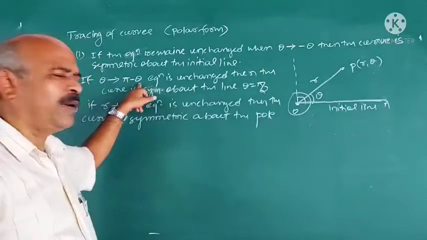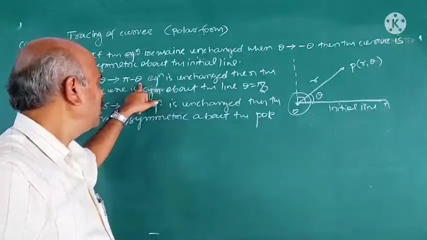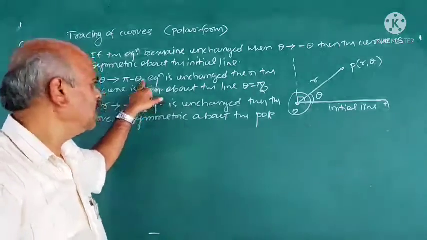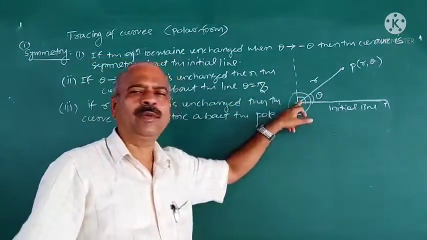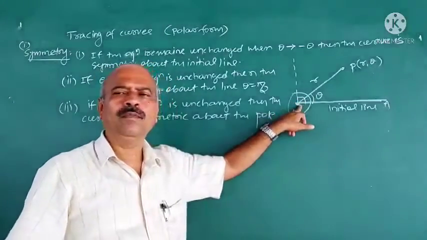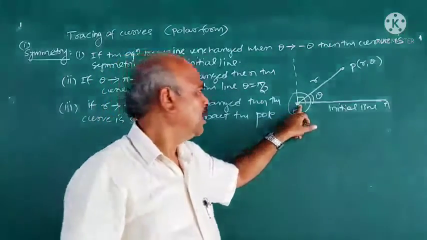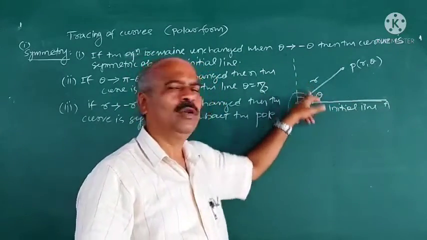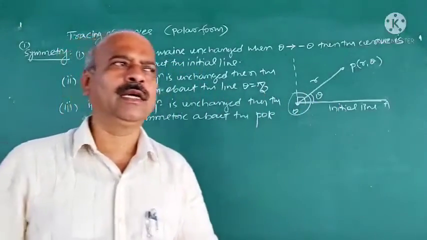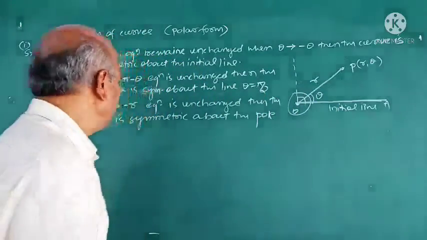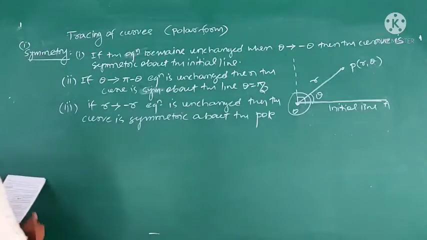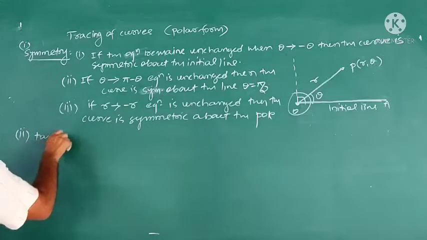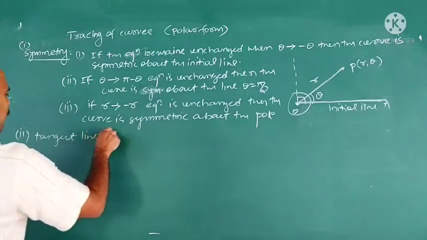And if theta is changed to pi minus theta and the equation of the curve is unaltered, then it is symmetric about the line theta is equal to pi by 2. Then symmetric about the pole. What do you mean by symmetric about the pole? On either side of the pole, above and below the pole, the curve remains unaltered. The shape of the curve is the same. That is about symmetry. Second is tangent line at the pole.